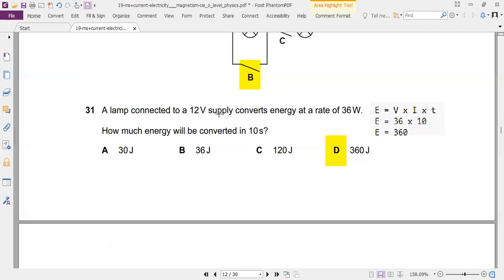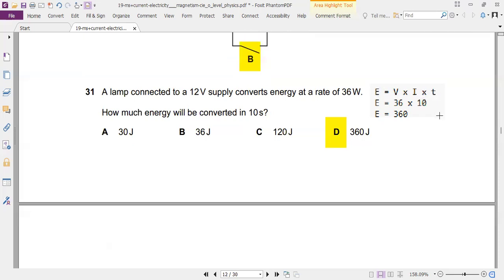Number 31, 12 volts, 36 watts. Put it in this relationship. The energy will be 360. This relationship is energy equals power, which is VI, times time.